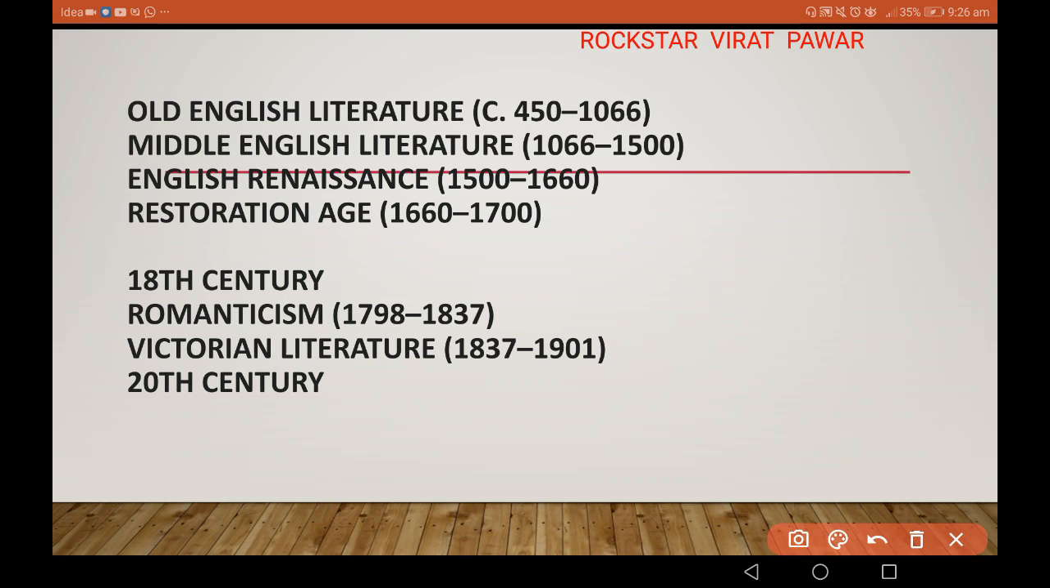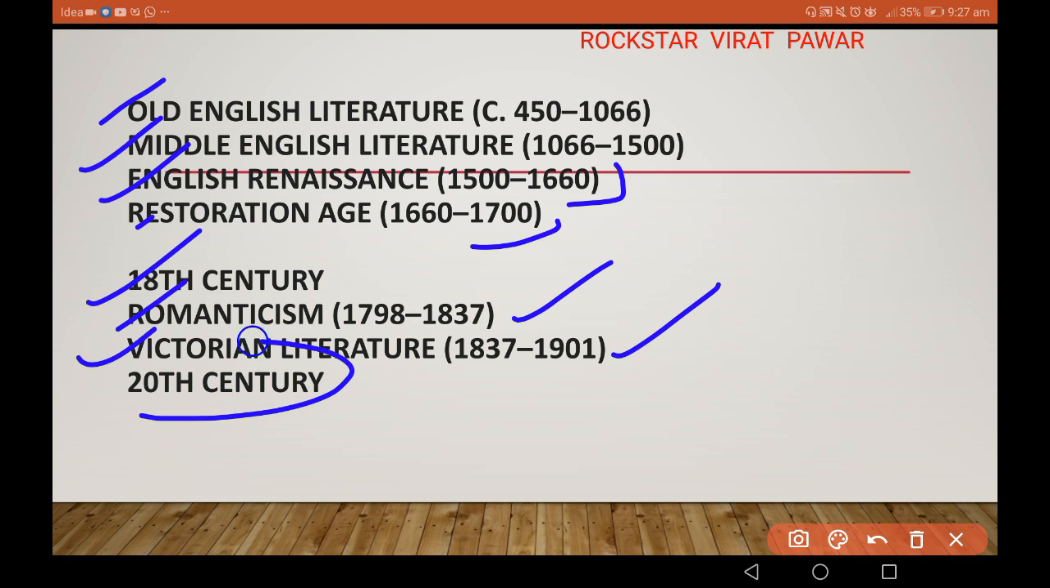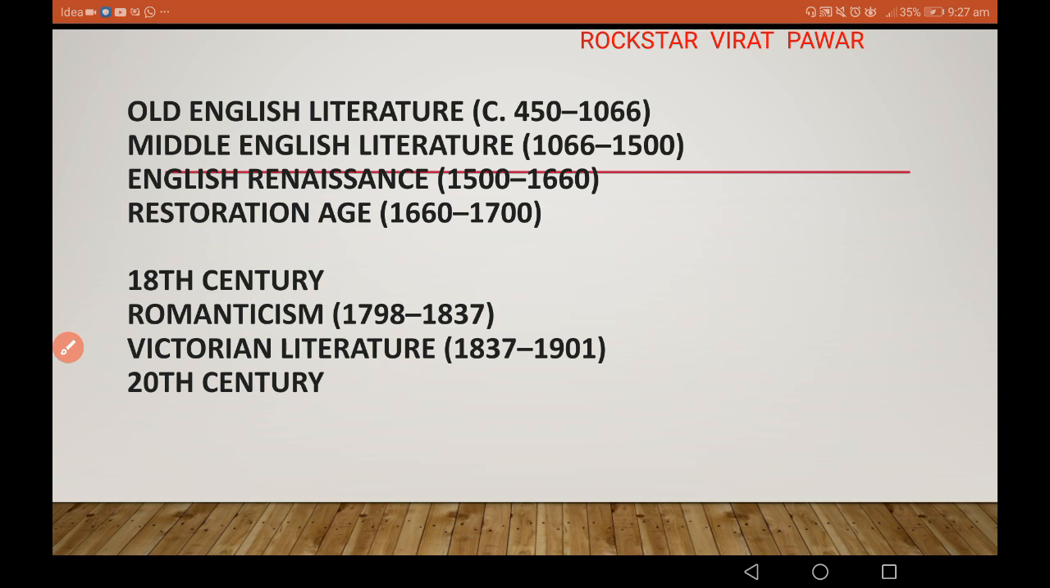We are going to learn topic wise. Old English literature we will learn first, then Middle English literature, then the English Renaissance, 1500 to 1660, then the Restoration age, then the 18th century, then Romanticism, then Victorian literature, and then the 20th century. In this way we are going to learn in our upcoming video series.